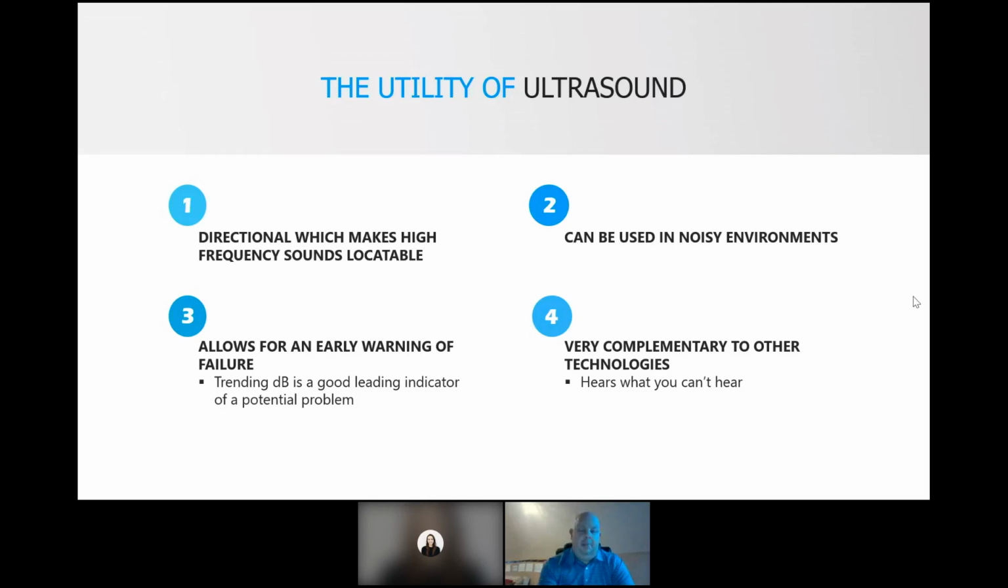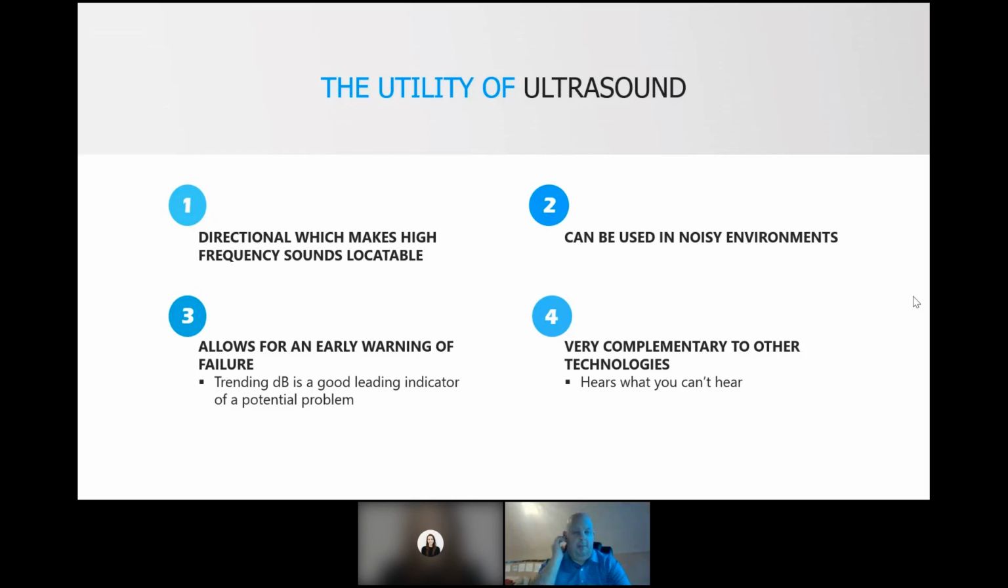So that's why we see a lot of people using ultrasound as the first line of defense, just because it's quick and easy to collect the data. And again, if we're trending the decibel level, that becomes a really good leading indicator of a potential problem. Once it reaches a certain level, we can either record the sound file with ultrasound and look at the FFT or the time waveform, or we can come in with a complementary technology like vibration analysis, where we can do a more diagnostic test or inspection. So it'd be a case where ultrasound says, hey, there's a problem, and vibration comes in and says, yeah, here's exactly what the problem is.